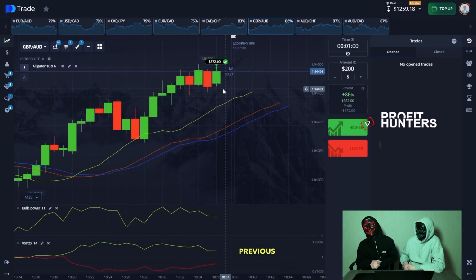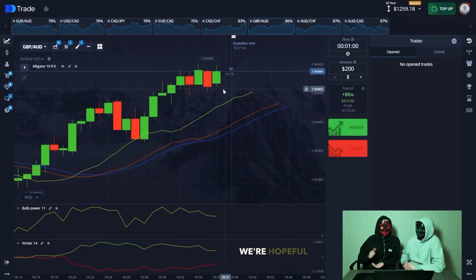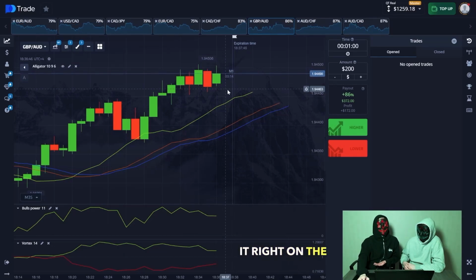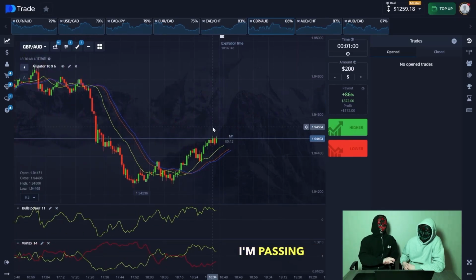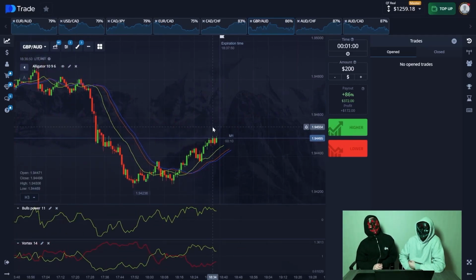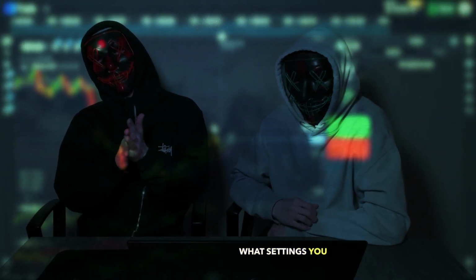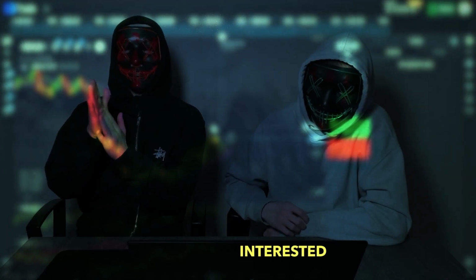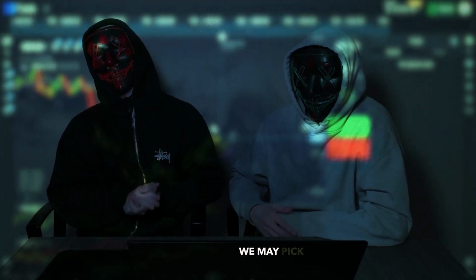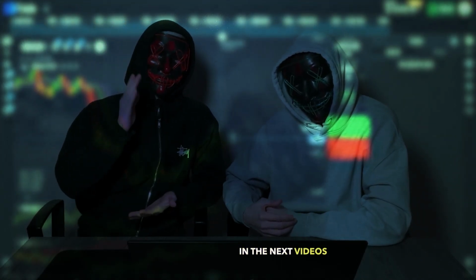Even though the previous trade didn't work out, we're hopeful for the next. We had a success, and you can see it right on the screens, friends. I'm passing the baton to green, and you'll evaluate our strategy. Write in the comments what settings you use. We will be very interested. We may pick you to try your strategy in the next videos.